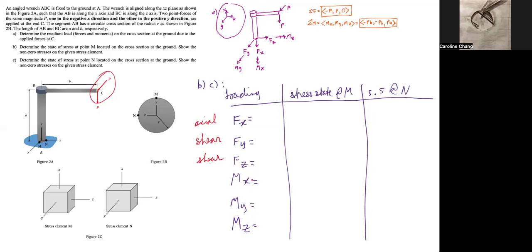And what about the moment around x? Well, the moment around x will be twisting this way, so it'll be causing a shear force due to torque, since you're twisting this beam a little bit, and thus there will be some shear force when you're twisting it at the bottom. So shear.